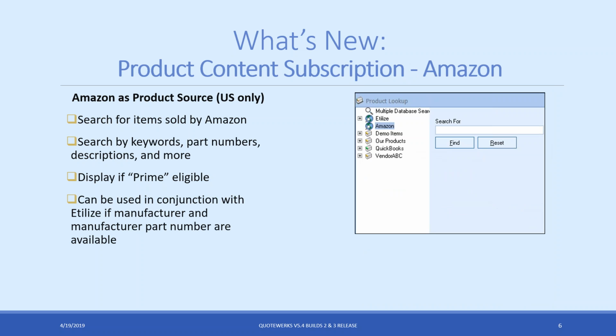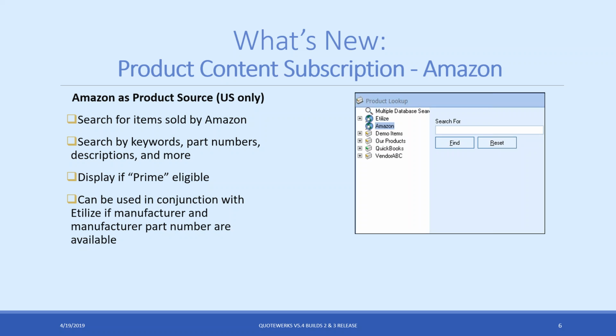Brand new, product content subscription users have access to Amazon as a product source. So this is a brand new integration. And what this will let you do is actually search Amazon. So just like if you went to Amazon.com and searched for items, you'll be able to do that directly inside of QuoteWerks. You'll be able to search by pretty much anything, very similar to Eatalize, where you can search by keywords, part numbers, descriptions, pretty much anything. It'll show you if it's Prime eligible.